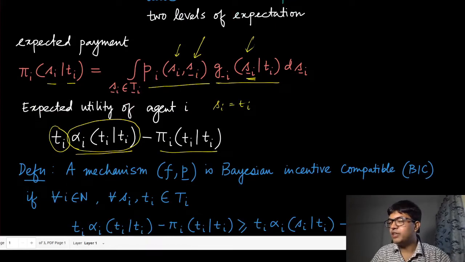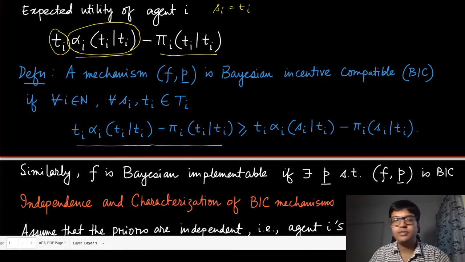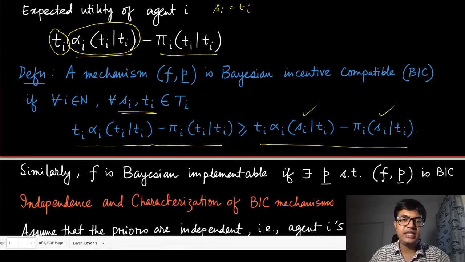Now we are in the right position to define Bayesian incentive compatibility. As before, the inequality is that when the agent is reporting its type truthfully, the expected utility that they are getting is at least as much as when it is misreporting to some S_I. And this inequality should be satisfied for all S_I and T_I in capital T_I. Note that there is no S minus I anymore, because that has already been taken expectation over.